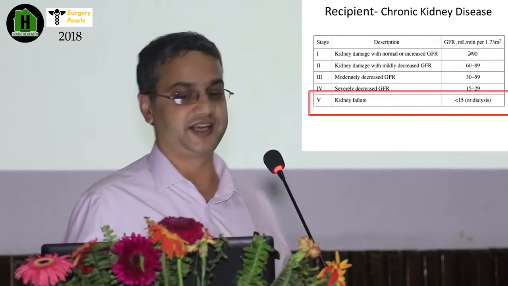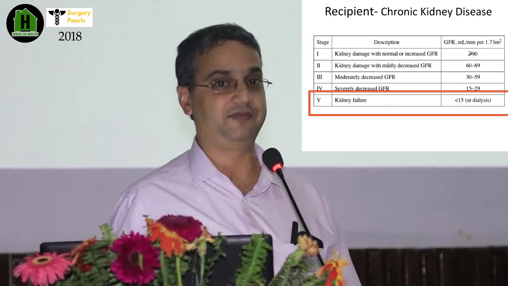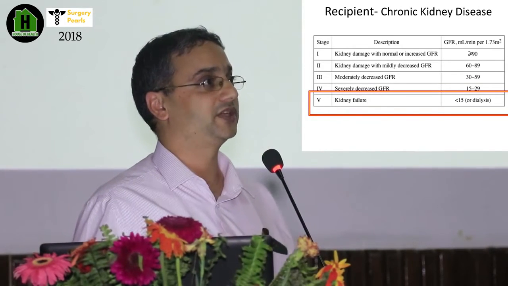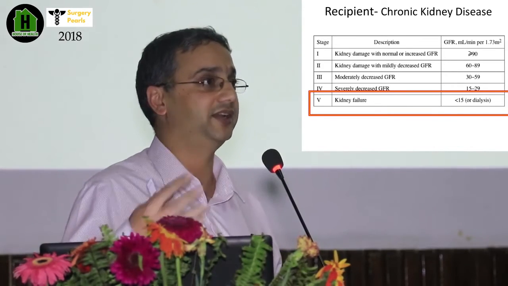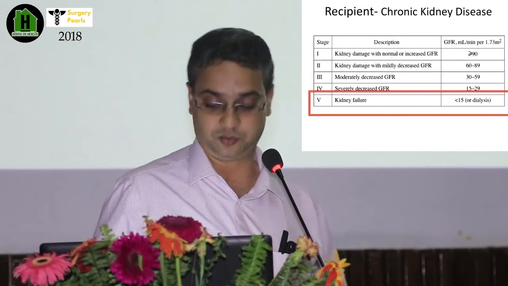So who is the ideal recipient? We all know these are CKD patients with stage 4 or 5. They are already so compromised that they are not able to maintain their creatinine level, and they are the group of recipients.